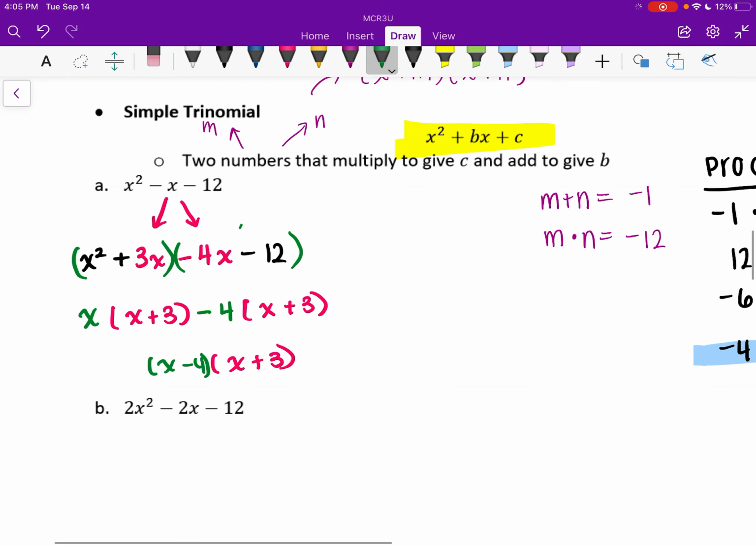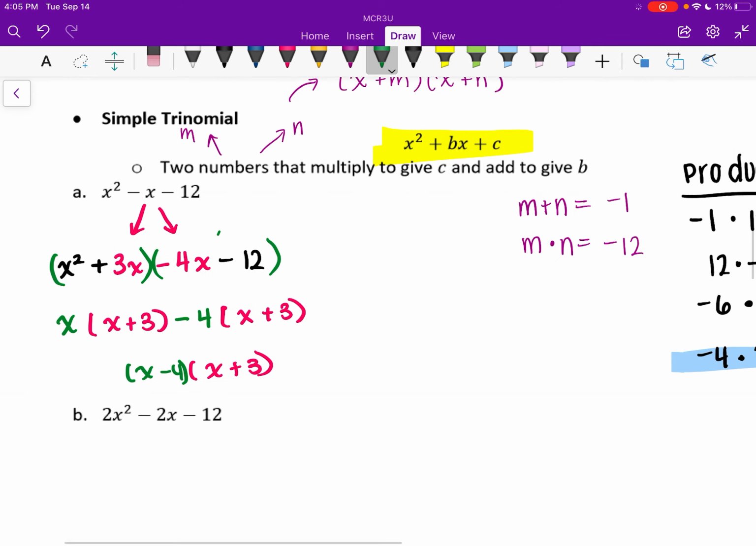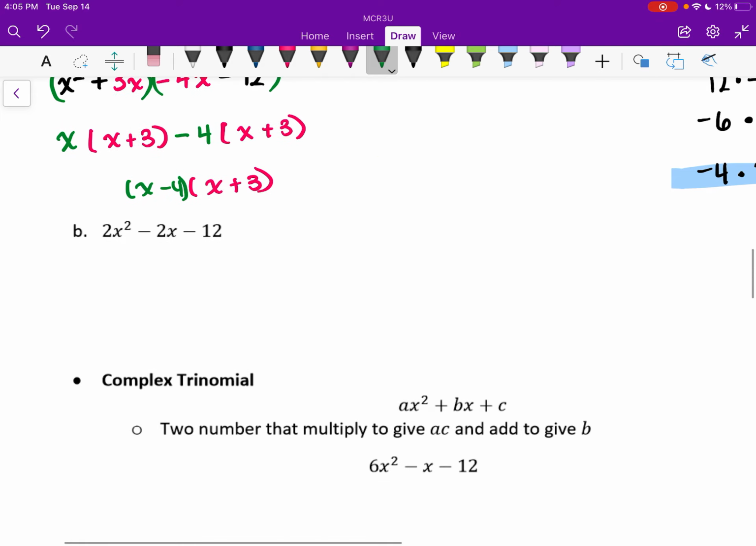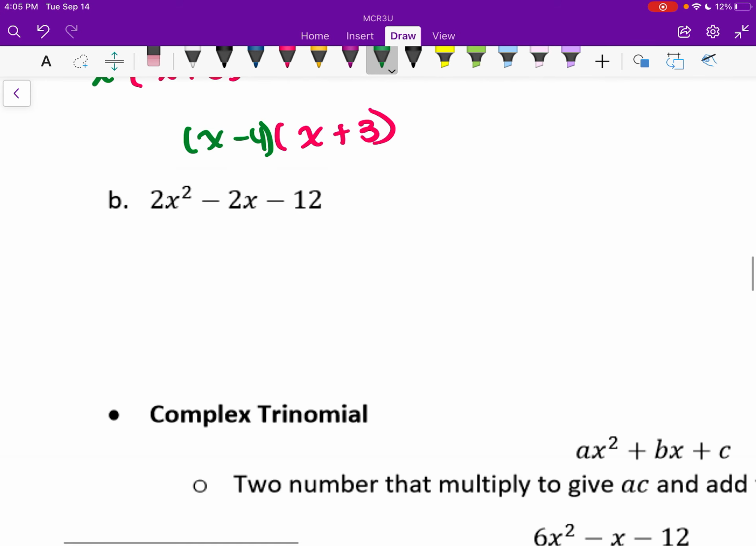Again, if you notice, the numbers are just these two numbers, so you could have gone straight to (x + m)(x + n). It's up to you how you want to do it. You can do it by decomposition. For simple trinomials, you can just put in the numbers if you know what the two numbers are. If you're doing more complex trinomials, you will have to do decomposition or the x method. But if you would like, you can do it this way as well for simple trinomials. It just saves you a little bit of time. So try doing b by yourself, and then we can come back together and take it up.